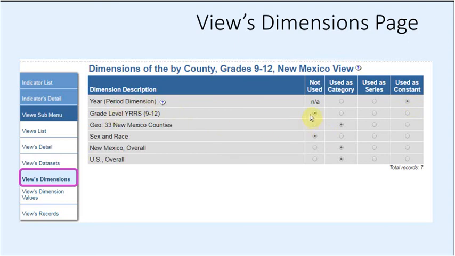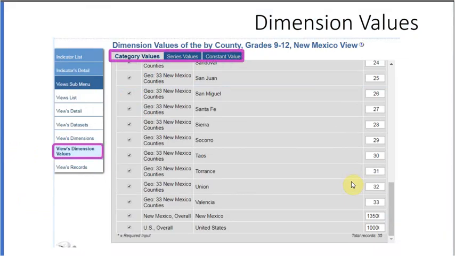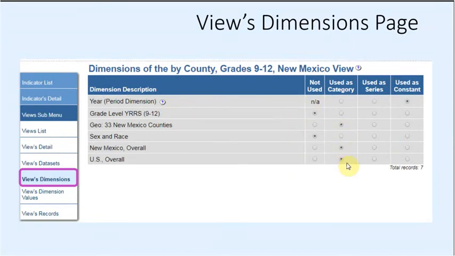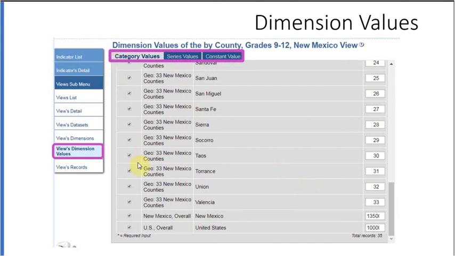And we're not using grade level in the county view or sex and race. We're using counties, and we're adding in these New Mexico and U.S. category dimensions onto our view. So now we can look at the view's dimension values, and these are ordered along the top. What we're using for the category, what we're using for the series, and what we're using for the constant. So in our previous slide we said for the category we're using counties and New Mexico and US. So for the category values, which is the page we're on, you can see we've selected all the counties, we've selected New Mexico and US.